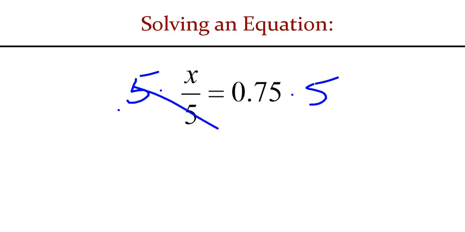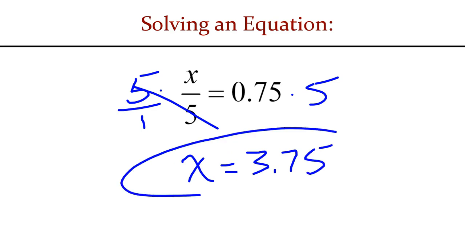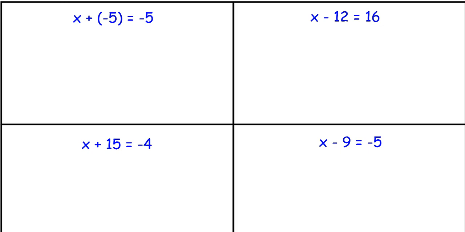Now, times 5 divided by 5 will cancel out. We can see that with the multiplication there. And 5 times 0.75 is going to be 3.75. So those are the example problems. Got 2 pages of practice problems for you, one with addition and subtraction, one with multiplication and division. Let's go ahead, pause the video, solve these equations. Make sure you're showing your balance work. Come back when you're ready to move on.